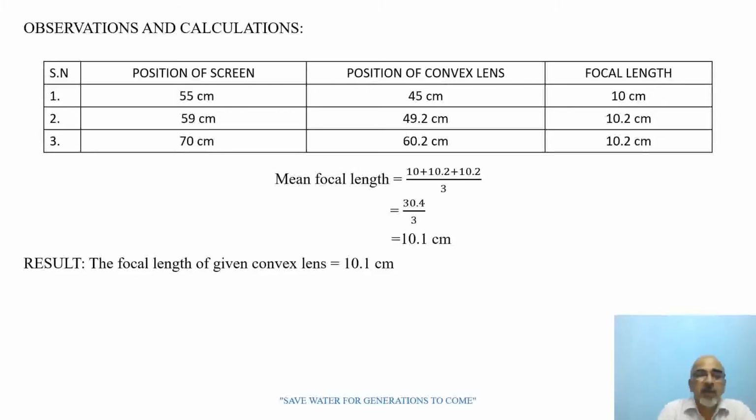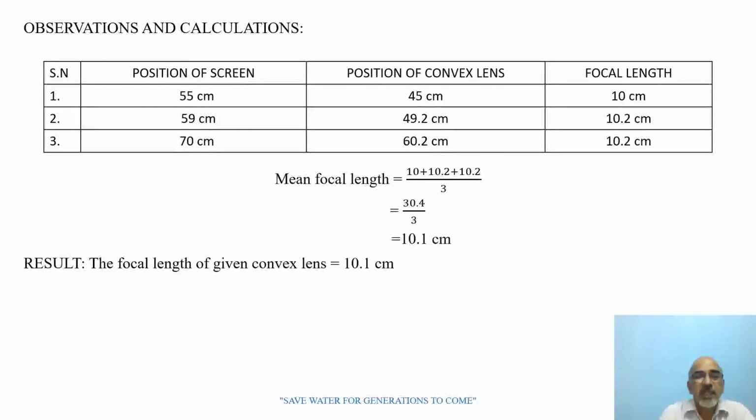Now we have got the focal length. So now we have taken the three readings. Now we have to find out the mean value. What is the mean of the three readings? Means we have to find the final focal length of the lens. So here, you have to make this observation table in your notebook. Remember this point. So here are observations and then calculations.